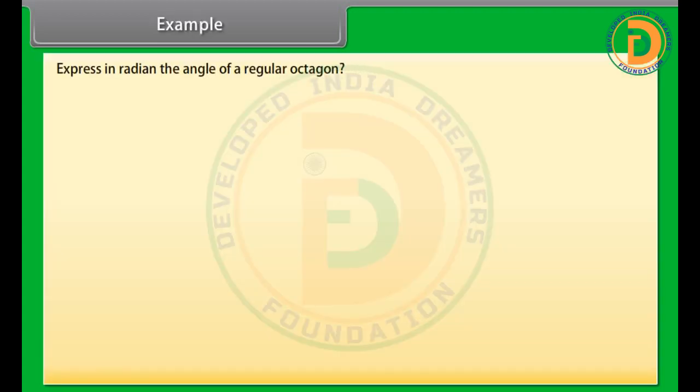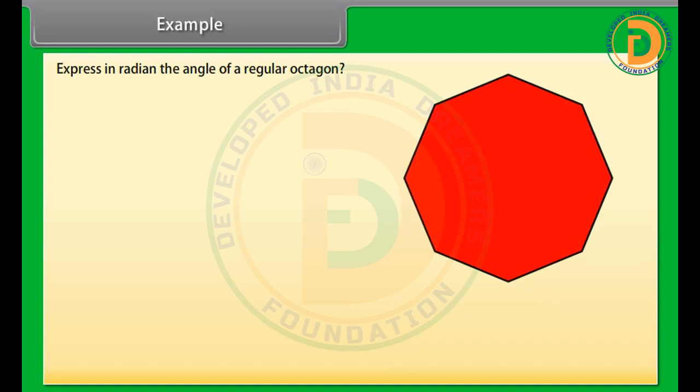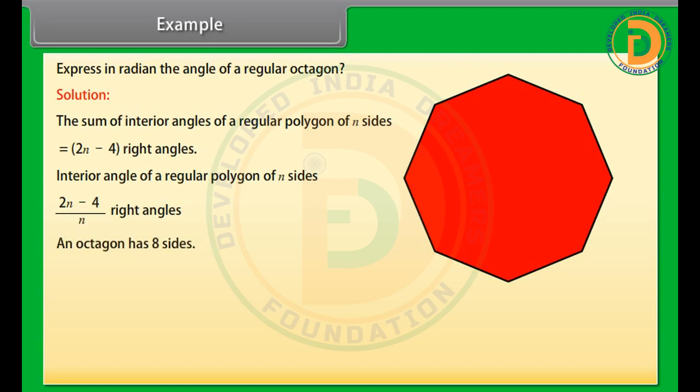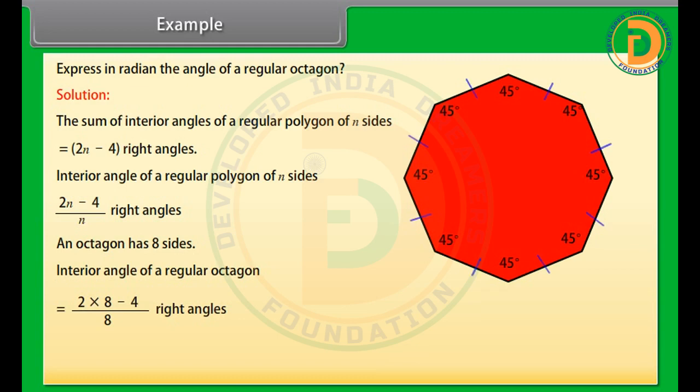and 1 degree is equal to 0.01746 radian. Example. Express in radian the angle of a regular octagon. Solution. The sum of interior angles of a regular polygon of n sides is equal to 2n minus 4 right angles. Interior angle of a regular polygon of n sides is (2n minus 4) by n right angles. An octagon has 8 sides. Interior angle of a regular octagon is equal to (2 into 8 minus 4) whole upon 8 right angles. 3/2 right angles is equal to 3/2 into 90 is equal to 135 degrees.